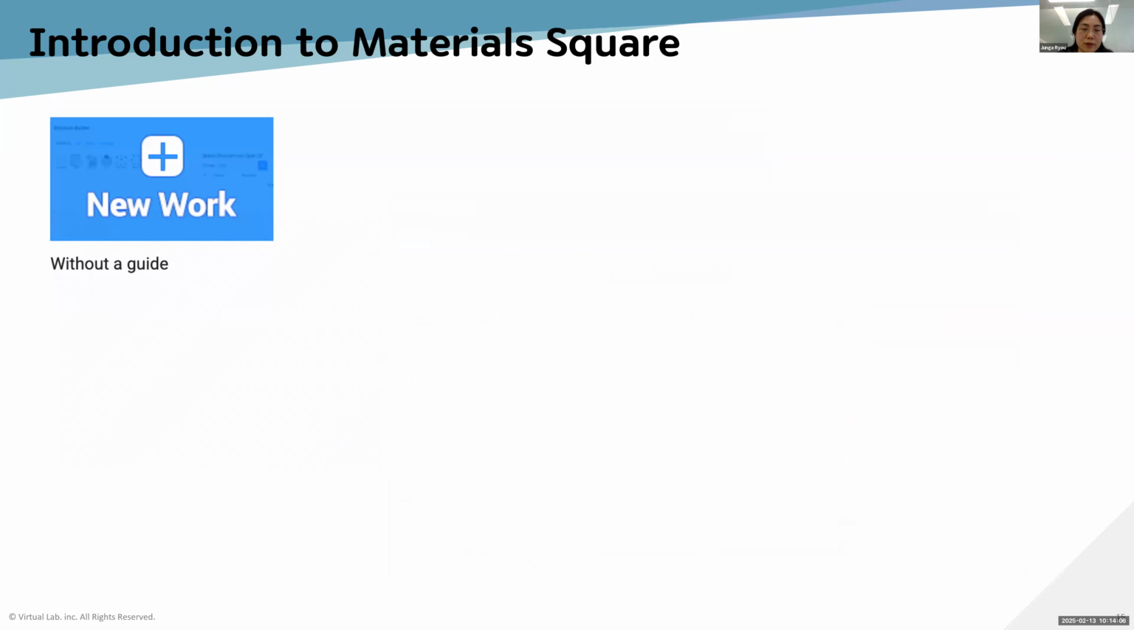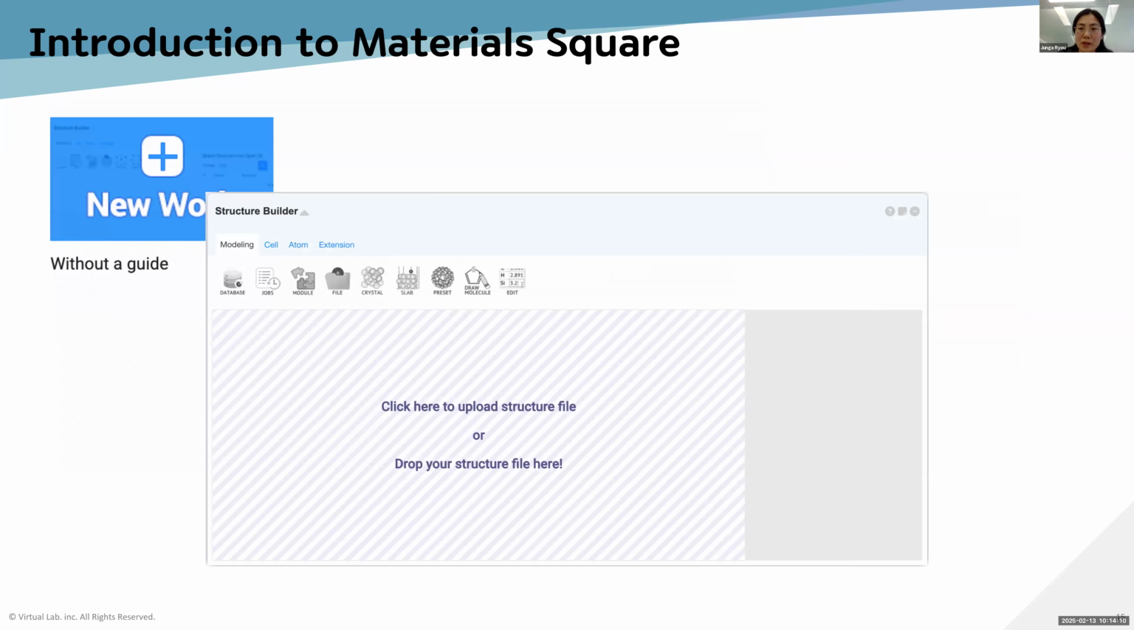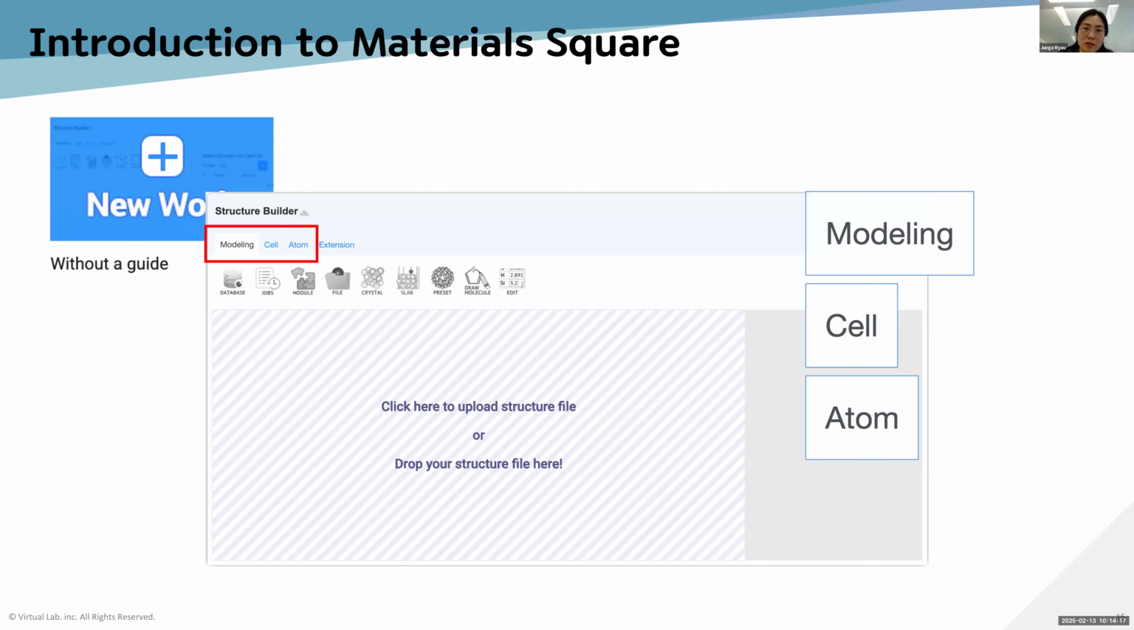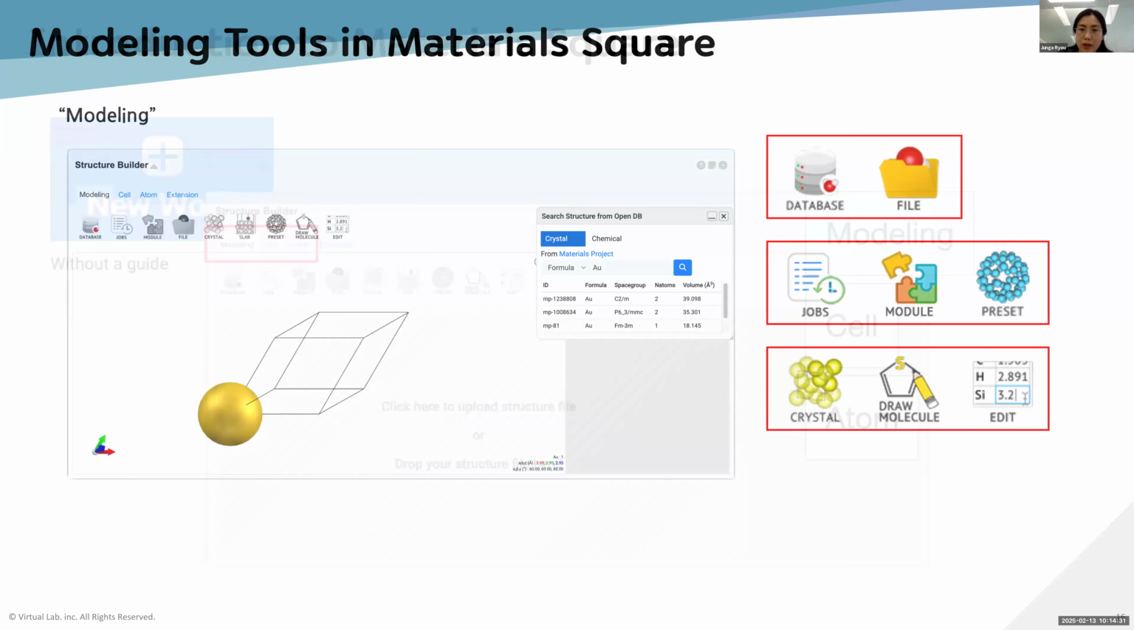Since we are doing crystal structure modeling in this tutorial today, we'll focus on the structure builder and explore its features. When you log in to MatSQ and click on new work, the structure builder appears. There are three main tabs in the structure builder: the modeling, cell, and atoms tabs. In this webinar, I will introduce the features of these tabs one by one.